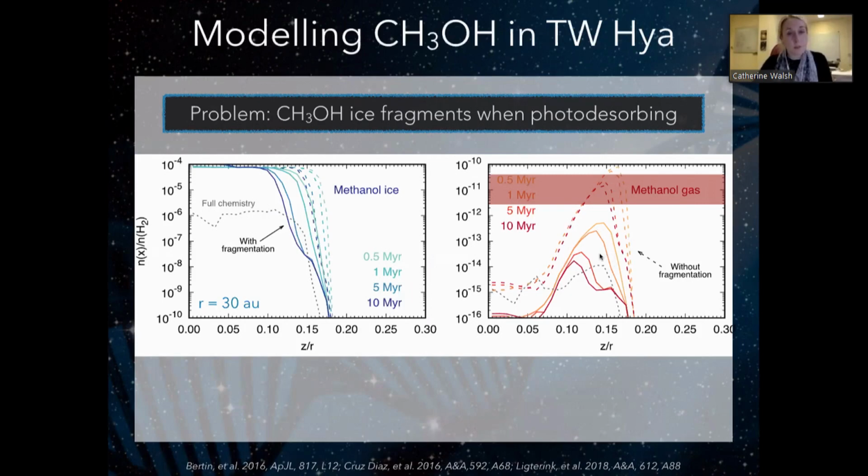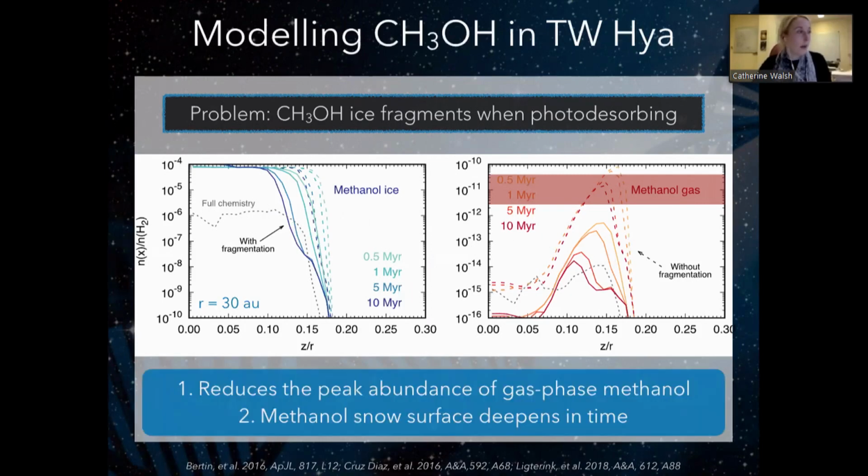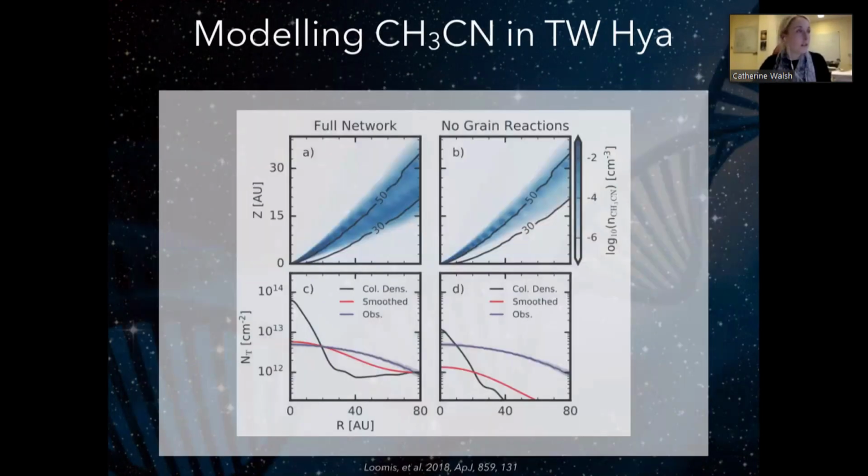Not only does it limit the amount of methanol we have in the gas phase, over time, it also eats away the ice reservoir as well. So with fragmentation upon photodesorption, we reduce the peak abundance of gas phase methanol, and our methanol ice gets eaten away with time as well, as it's converted into other things.